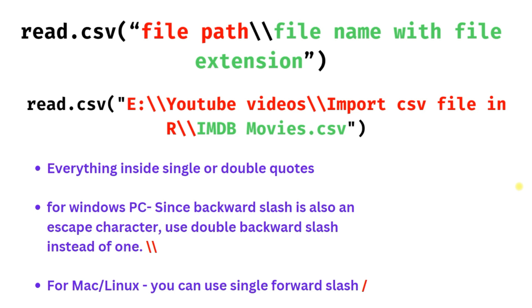Okay, so let's use read.csv function to import the CSV file in R. In read.csv function, mention the file path and the file name with file extension in single or double inverted brackets. The file path is the absolute path of folder where CSV file is saved. This is called as absolute path because it starts with the computer drive and goes all the way up to the folder in which the file is saved.